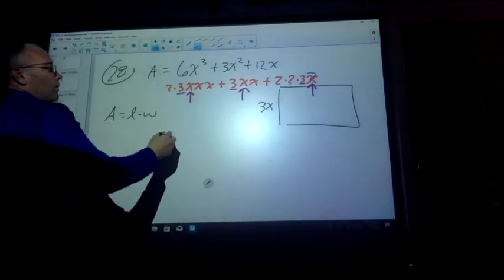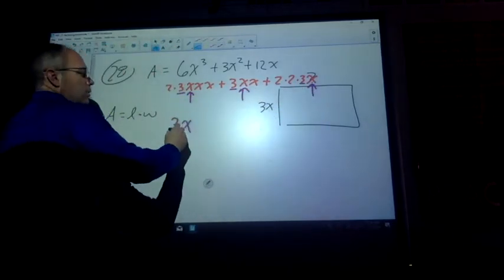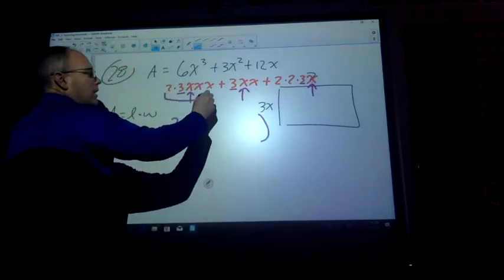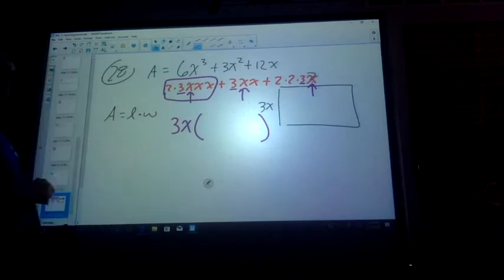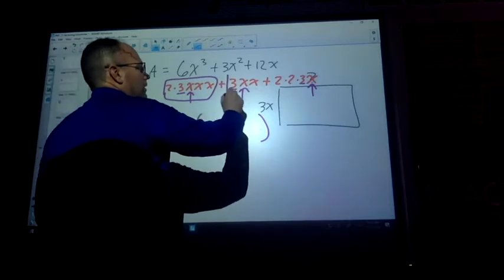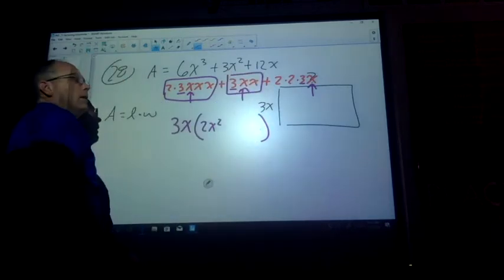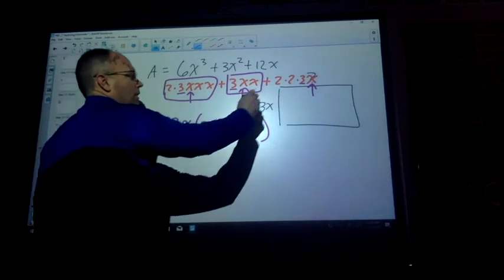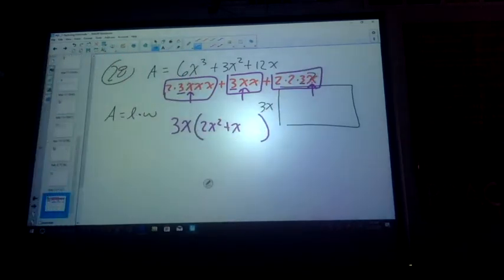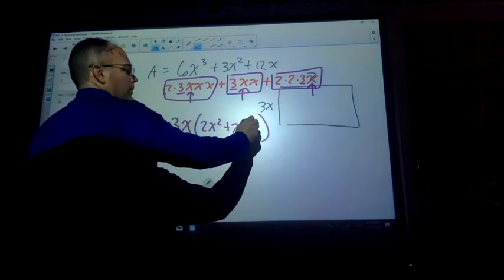So if I factor all of those out, that's 3x comes out front. So if I factored 3x out of this, what do I have left? 2x squared, awesome. If I factor a 3x out of this, what do I have left? Just an x. If I factor a 3x out of this, what do I have left? 4. And notice I'm keeping those signs.